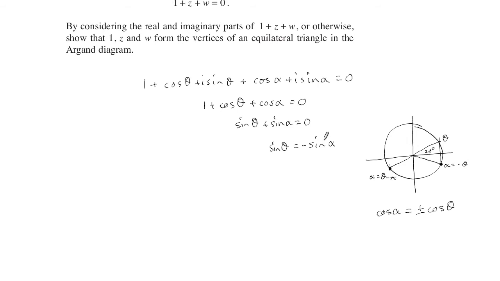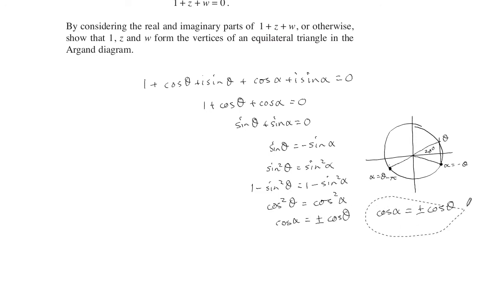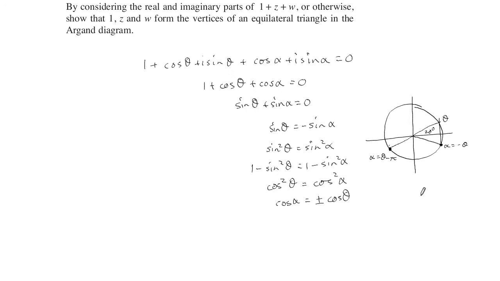Well, my idea was to square both sides of this. And then we could do 1 minus each side. And then that's cos squared theta. And then that would give you this: cos alpha is plus or minus cos theta. Okay. So now we've got these two possibilities. It's either cos alpha equals cos theta, or it's cos alpha equals negative cos theta. So let's try each one.